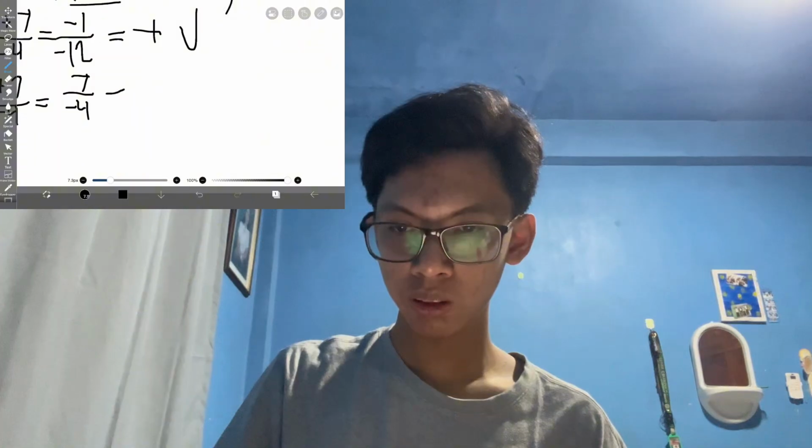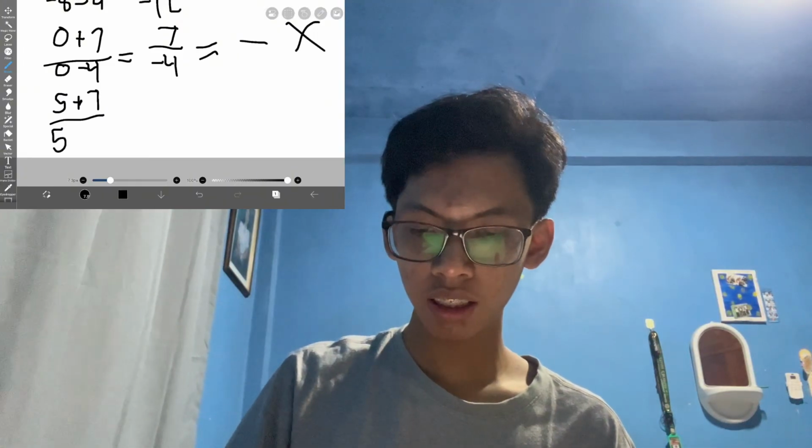The second one is on the middle part: 0 plus 7 over 0 minus 4, so it becomes positive 7 over negative 4, which becomes negative when divided. Is it greater than 0? No, so it's not.